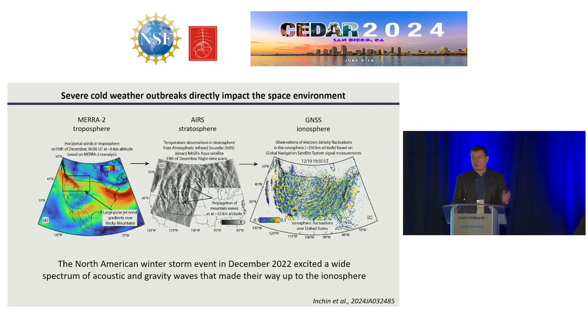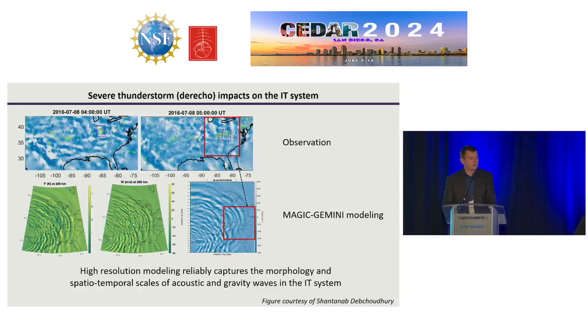And so clearly on a continental scale, severe weather and winter storms cause a lot of variability in the ionosphere. So it's not only the continental-scale weather, but also more localized severe weather systems. That's an example of a severe thunderstorm or Derecho, which are the really nasty ones you want to get out of the way. So the top row are observations against ground-based GNSS data in VTEC here.